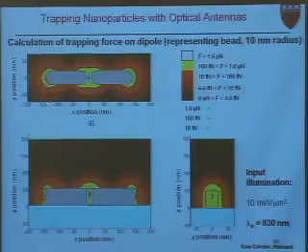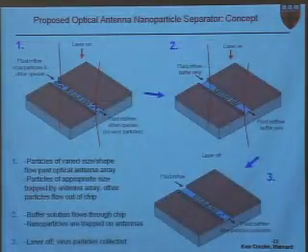What you see is that the particle will be drawn either into the gap or into the ends of the antenna structure, and it'll be trapped there. And this is for an input illumination of 10 milliwatts per micron squared at a free space wavelength of 830 nanometers. So how might we want to use this?